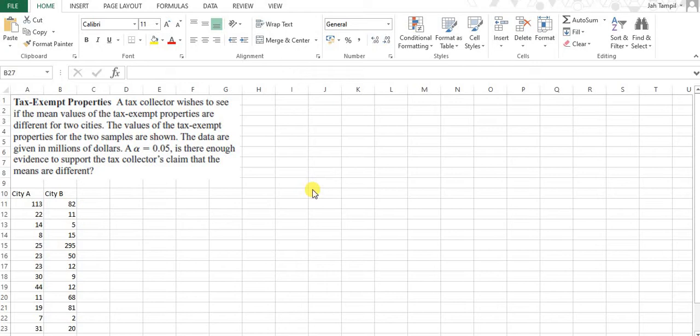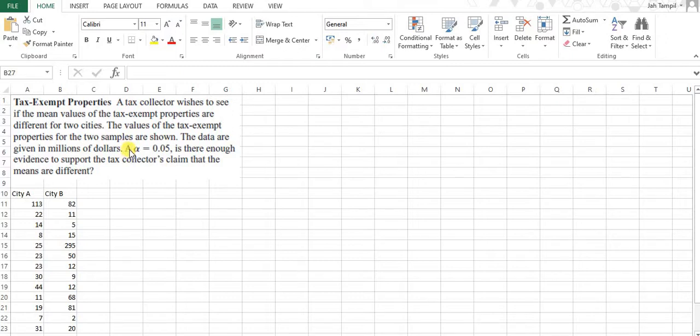So in this video, we're going to do t-test of independent means for hypothesis testing. So let's have this problem. A tax collector wishes to see if the mean values of the tax-exempt properties are different for two cities. The values of the tax-exempt properties for the two samples are shown here. The data are given in millions of dollars. That's why this would mean 113 million, this is 82 million, and so on.